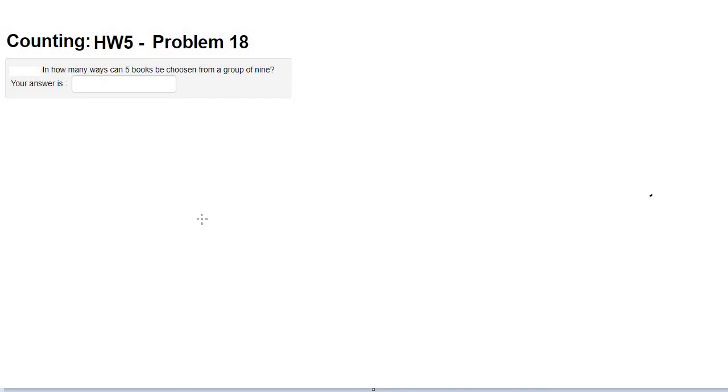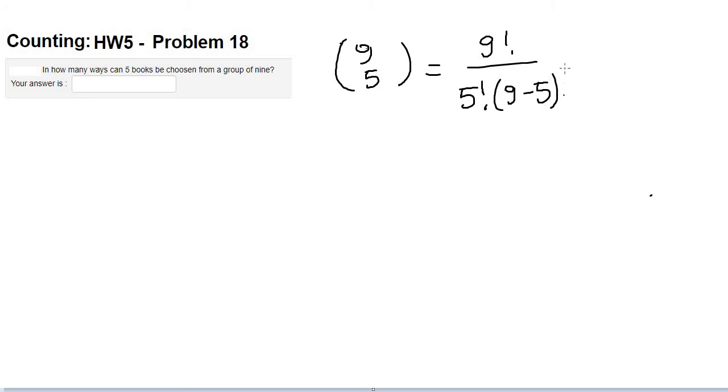Problem number 18. In how many ways can 5 books be chosen from a group of 9? This is the direct definition of combination. 9 choose 5. And 9 choose 5 by definition is 9 factorial over 5 factorial times the quantity 9 minus 5 factorial.